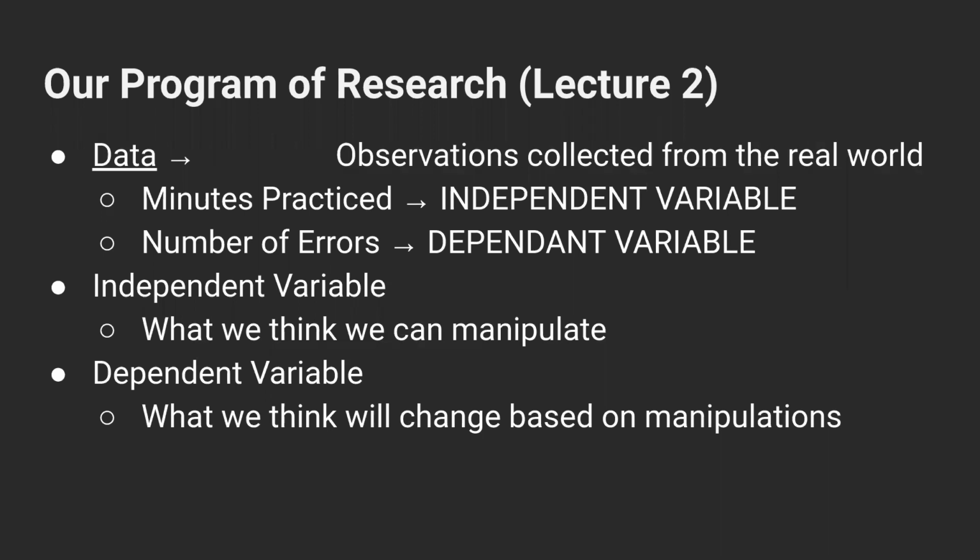So if our dependent variable is number of mistakes, and we are trying to predict it in terms of number of minutes practiced, can you think of any other independent variables that we might be able to manipulate instead of minutes practiced that would change what the dependent variable is, or change the amount of the dependent variable? So what else would affect the number of errors in a piano performance?